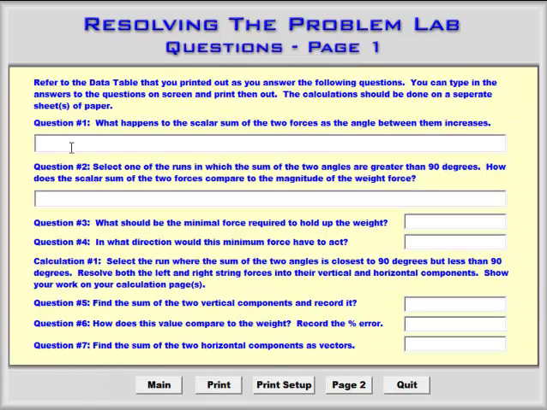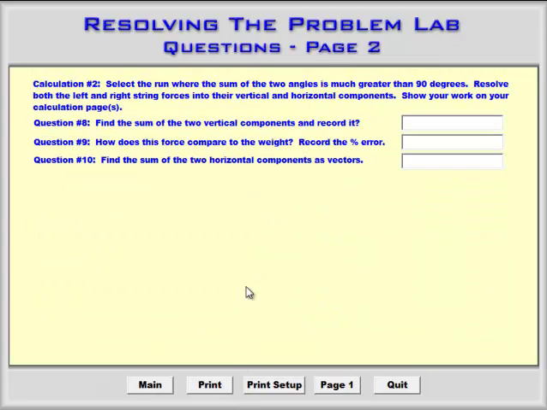Then there are a set of questions. What happens to the scalar sum of the two forces as the angle between them increases? The scalar sum increases, whatever the students believe is the answer. They fill in all of these questions and they print the page. Page 2, find the sum of the two vertical components and record it. Find a percent error, 0.5%.